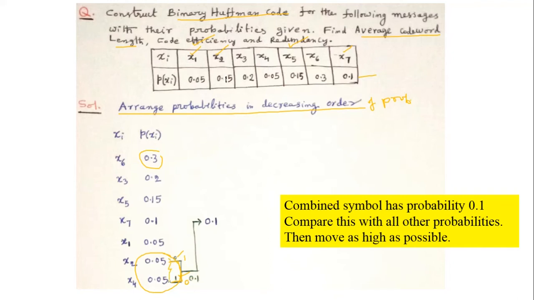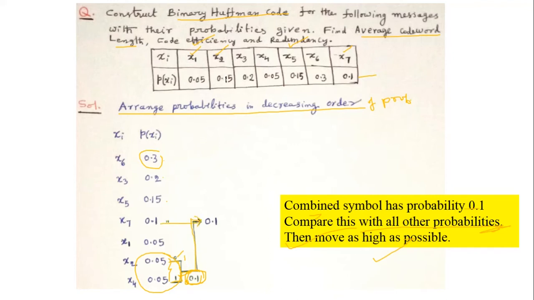After adding these two probabilities, we get 0.1. This new symbol probability we should compare, because the combined symbol has probability 0.1. Compare this with all probabilities. Then move as high as possible. See where we move this symbol. We cannot move to 0.2. We cannot move to 0.3. We cannot move to 0.15, because here we move as high as possible.